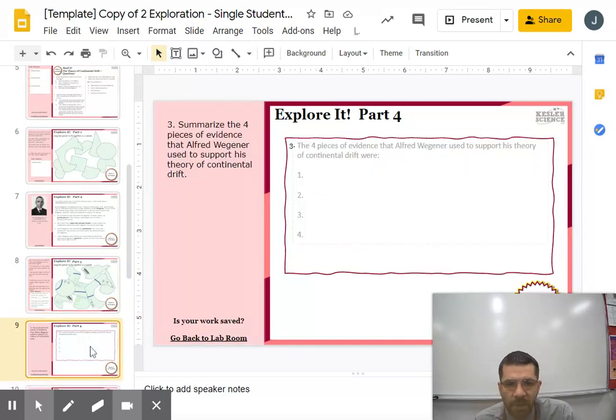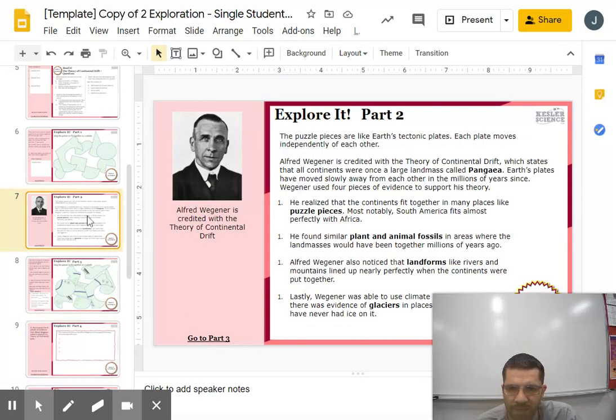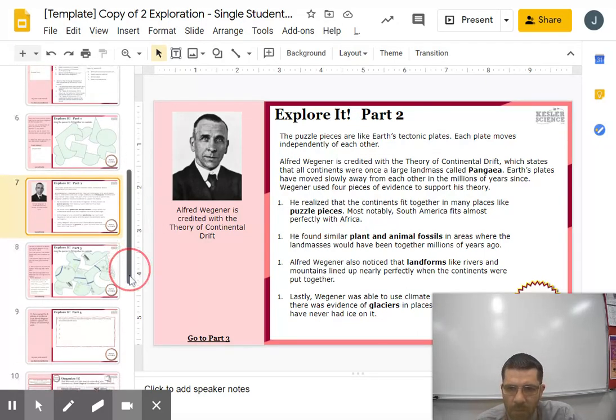And then the last slide you're doing today, again, you're looking for the 4 pieces of evidence that Alfred Wegener used to support his theory of continental drift. So you're going to go ahead and get that information again on the previous slide we just looked over, which is slide number 7. All right, so you're only doing 6 through 9 today. I will check later in the day on your progress.